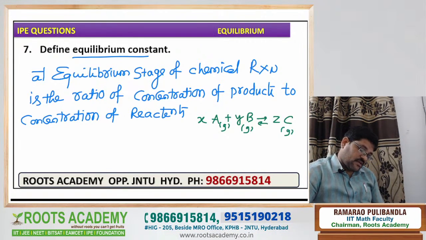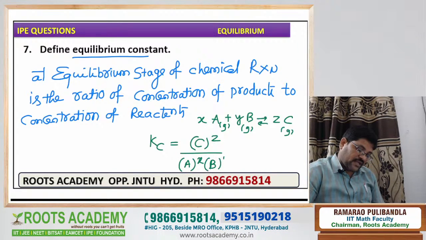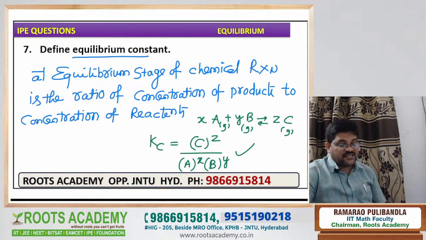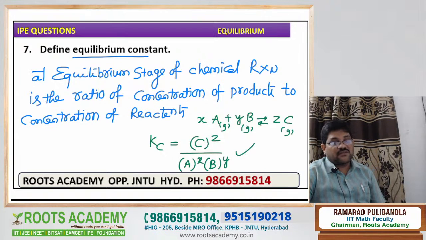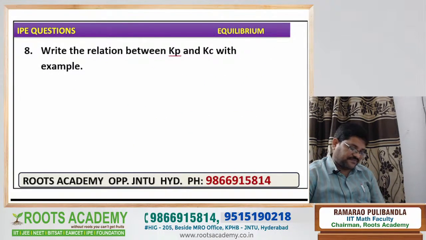Therefore, Kc is equal to C power z by A power x into B power y. We write like this. This is the generalized equation of the equilibrium constant of the reversible reaction. Understood? What I am saying: at the equilibrium stage of the chemical reaction, it is the ratio of concentration of products to concentration of the reactants. You write one generalized equation like that.